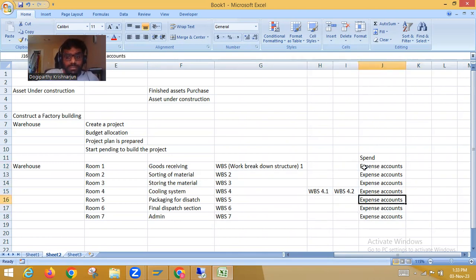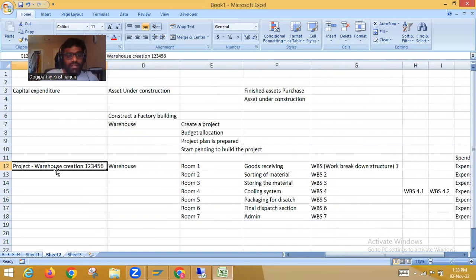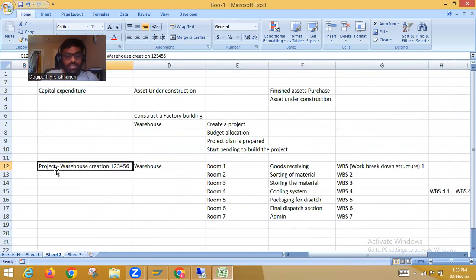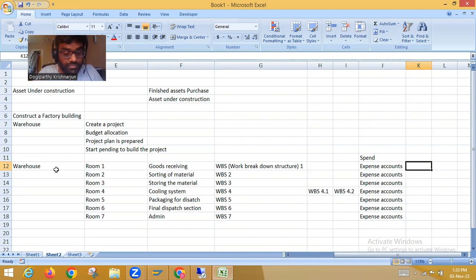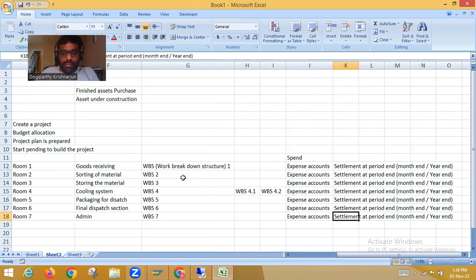So all these spends will be tracked with the project ID that we are going to assign for each and every account, or maybe the profit center or the cost centers. And those spends are settled at period end. It could be month end or year end. So which means, at every month end or year end, these spends have to be settled to the balance sheet, and which means they have to be taken out of the purchase P&L accounts and moved to the balance sheet.